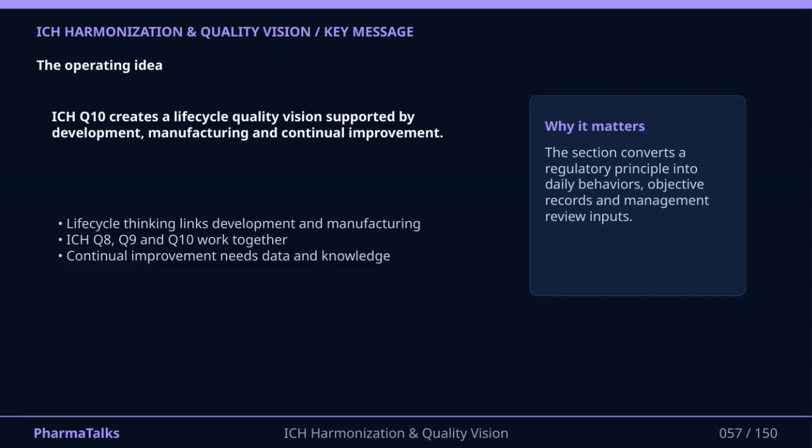Here we're focusing on the ICH harmonization and quality vision, specifically through the lens of ICH Q10. The core idea behind ICH Q10 is to establish a lifecycle quality system that supports every stage, from product development to manufacturing and ongoing improvement. This lifecycle approach links development and manufacturing, ensuring seamless integration. Additionally, ICH Q8, Q9, and Q10 are designed to work together, creating a cohesive framework for quality management. Continual improvement is a key component, and it relies heavily on the use of accurate data and deep knowledge to drive enhancements.